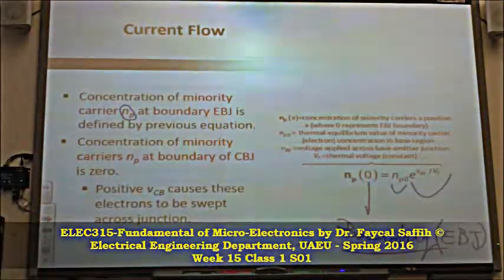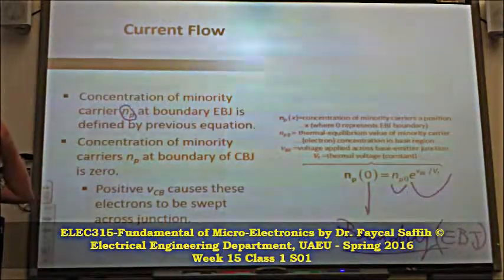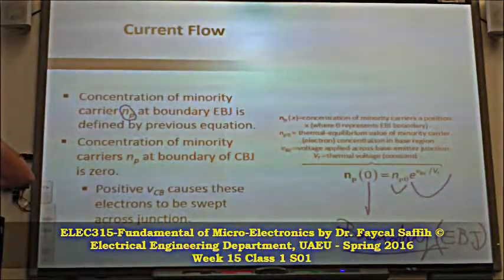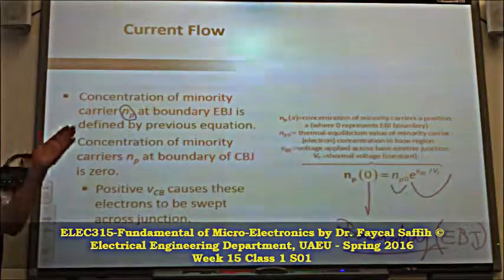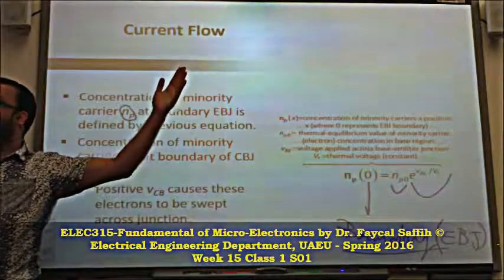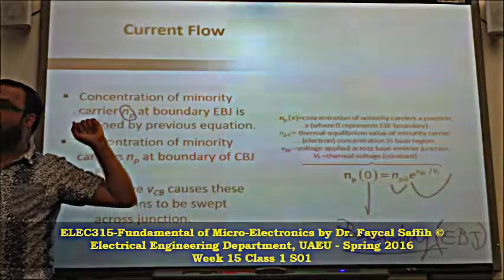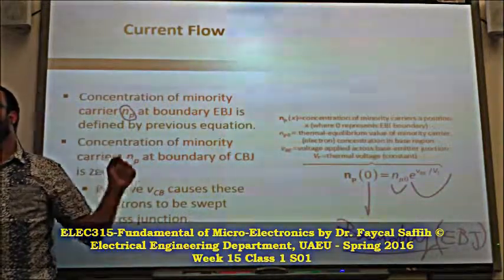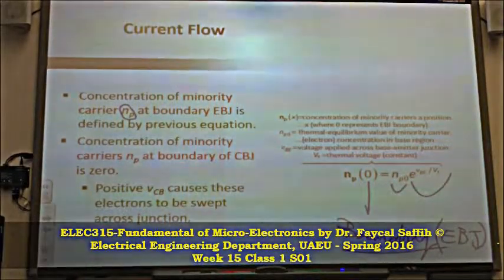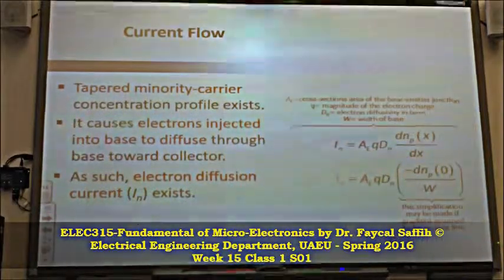Alright, so the positive VCB, the positive voltage between the collector and the base, causes these electrons to be swept across this junction. We don't want them to die, we want to collect them. So if you make the depletion region wide enough between the collector and the base, it will throw them to the collector. You understand? It will not let them die if we make the depletion region wide enough, or we make the base small enough. Good? So we are saying the same thing, it's just different wording in here.